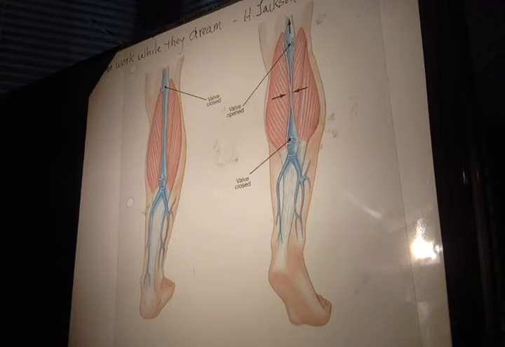Okay? The third way is with the respiratory pump. And we're going to go into more detail with the respiratory pump down the road when we talk about the respiratory system. For now, what you need to know is that the thoracic cavity and the diaphragm act an awful lot like a syringe.